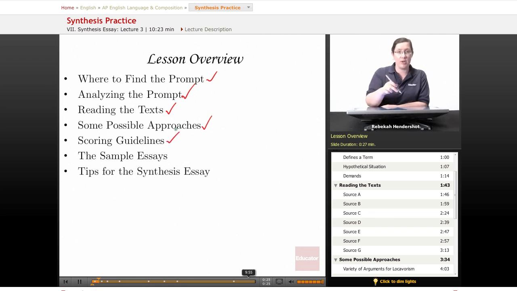We're going to look at the scoring guidelines that the AP and the College Board use to score the essays on the test. We're going to look at the sample essays provided on the College Board website, and we're going to conclude with some basic tips for the synthesis essay.